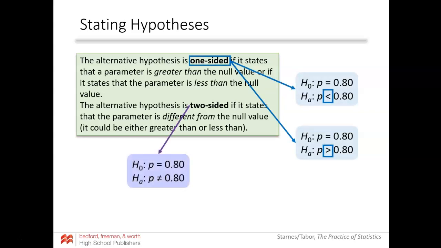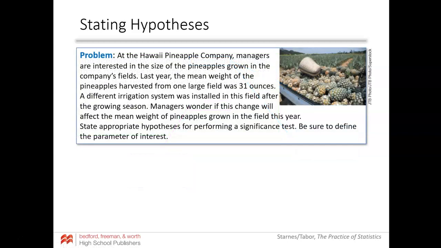So I'll get through a couple slides here. There we go. So there's an example of what it would look like if it's two-sided here, where it just says the true proportion is not equal to 0.8. It doesn't say one way or the other. Okay, that took me a while to get through, sorry.